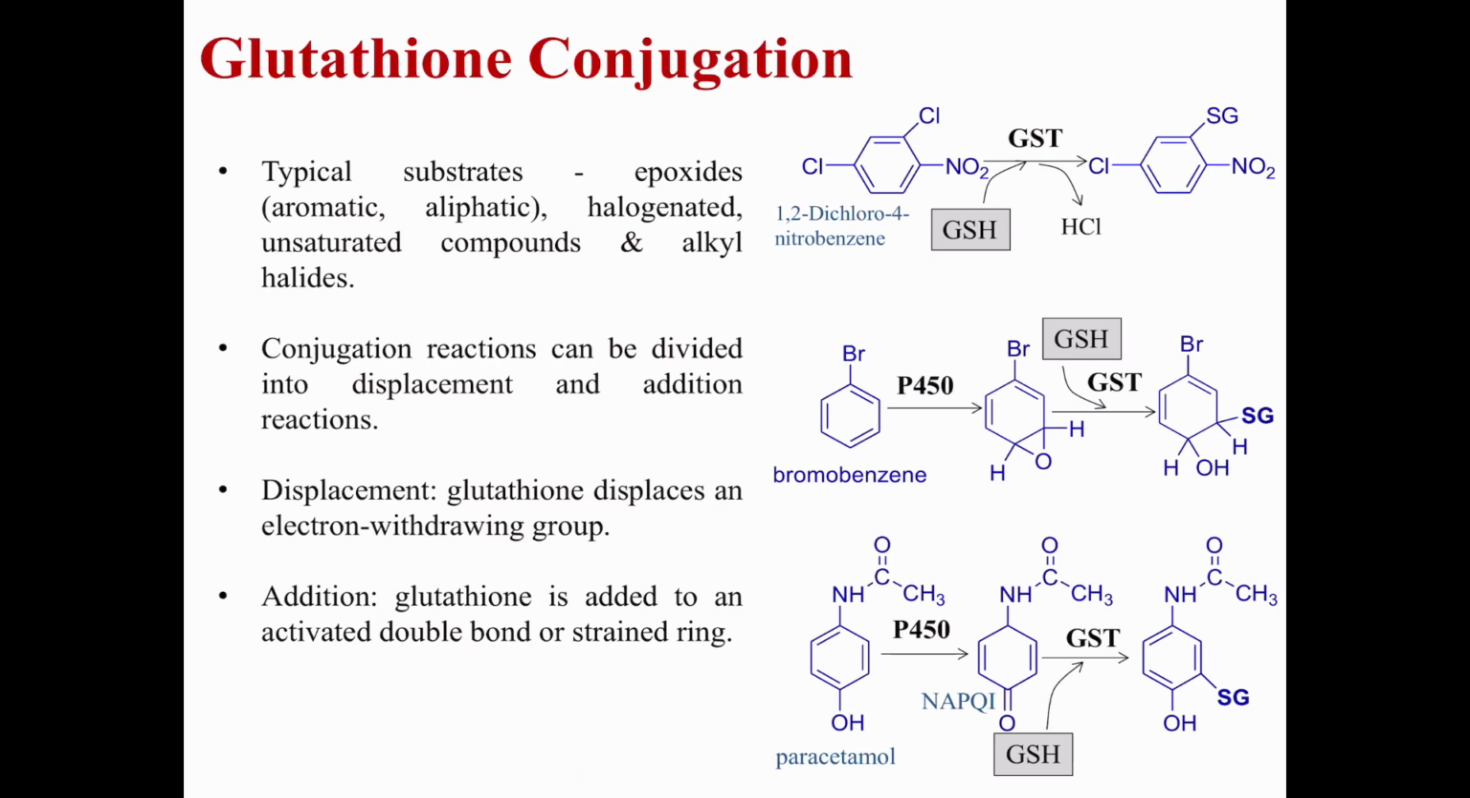This process involves conjugation reactions that can be divided into displacement and addition reactions. Displacement is where glutathione actually displaces an electron withdrawing group, such as shown in the diagram on the top right and in the middle. An addition reaction is where glutathione is added to an activated double bond or strained ring, as is the case in the addition of glutathione to paracetamol.